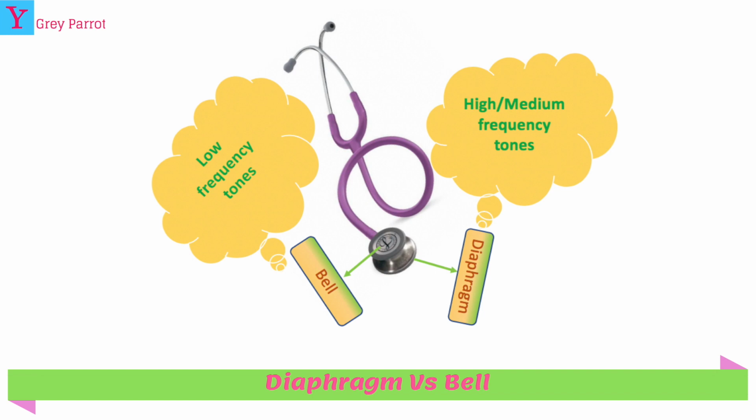Bell versus diaphragm. Bell is used to listen to lower frequency tones in heart and lungs. Diaphragm is used to listen to higher frequency tones in heart and lungs. Most times doctors use diaphragm, if you notice.